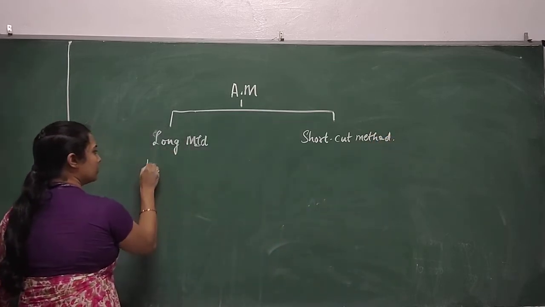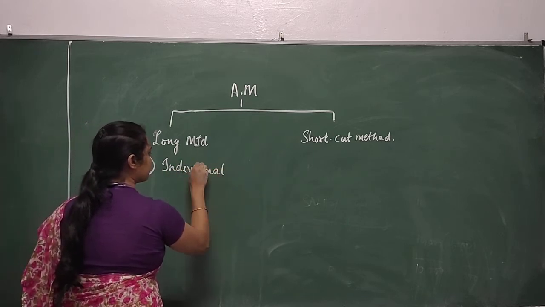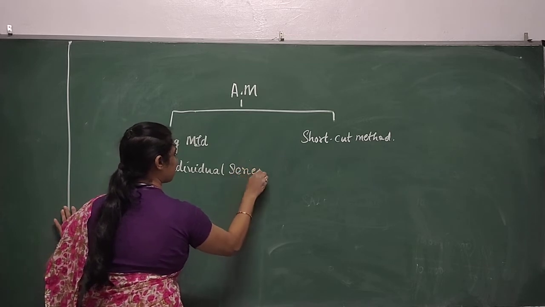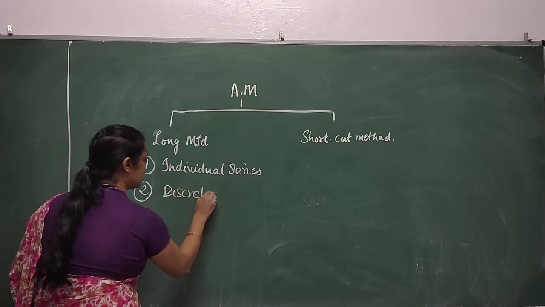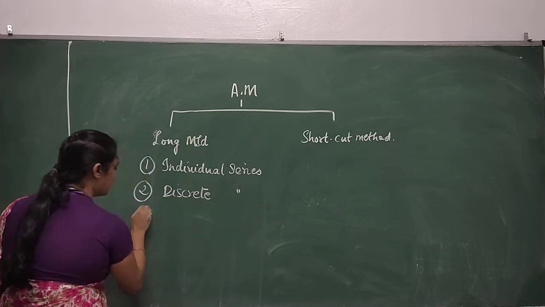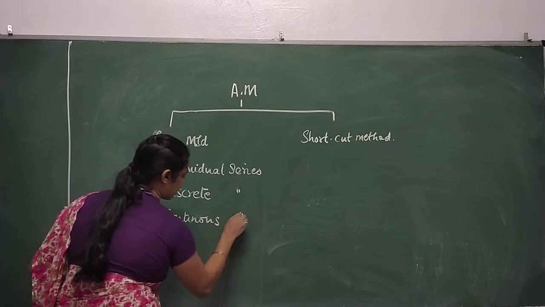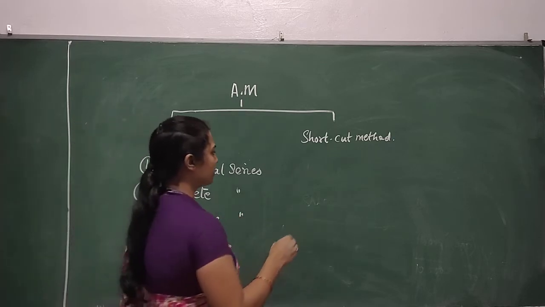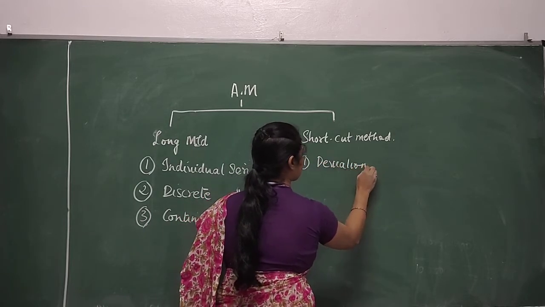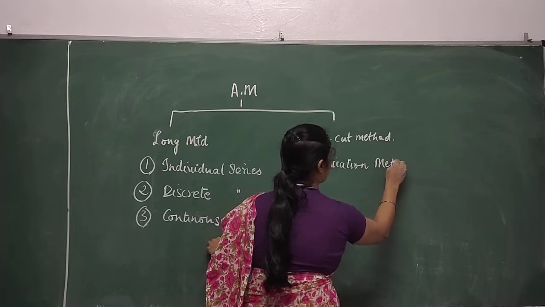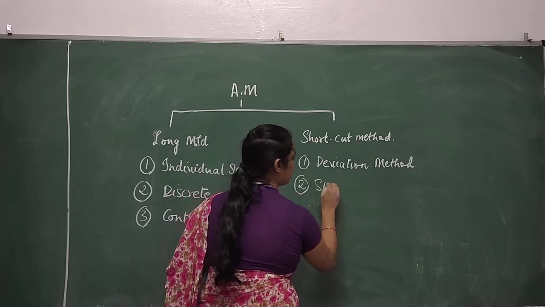Under your long method, you have individual series, discrete series, and the last one is continuous series. Coming under your shortcut method, your first method is the deviation method, and the second method will be the step deviation method.